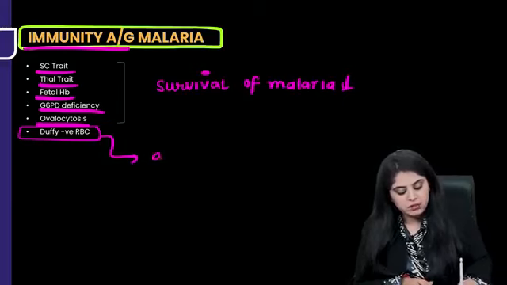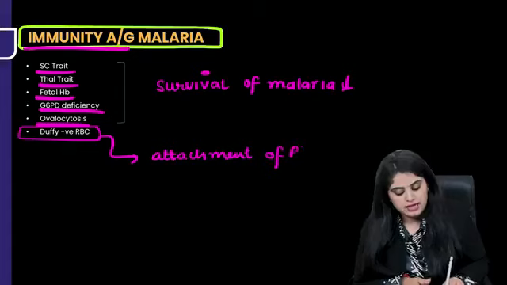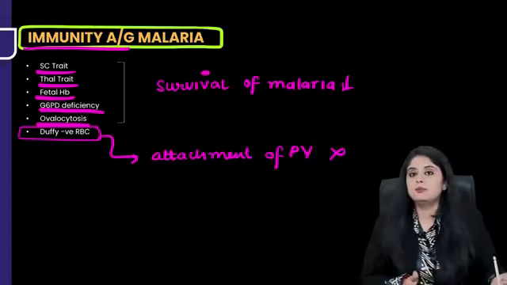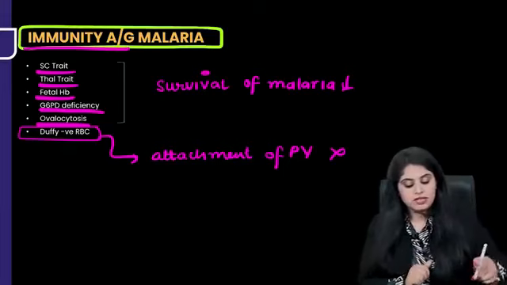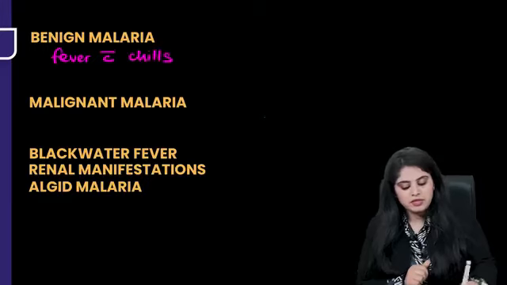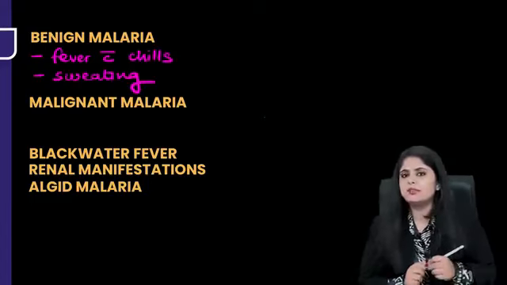Whereas when Duffy is not there, then attachment of Plasmodium vivax cannot occur, and that is the reason again the patient is immune. So what are the features of malaria? Benign malaria, there is going to be a patient with fever and chills. Of course, this is a very simple thing, and after that this fever is going to come down with a lot of sweating. This is basic, you know.